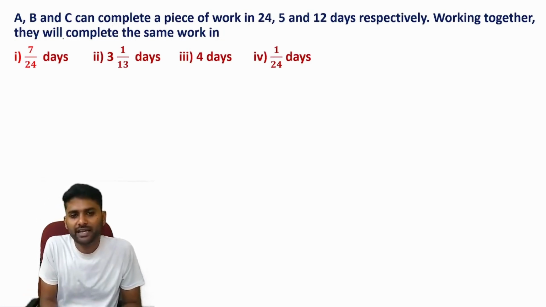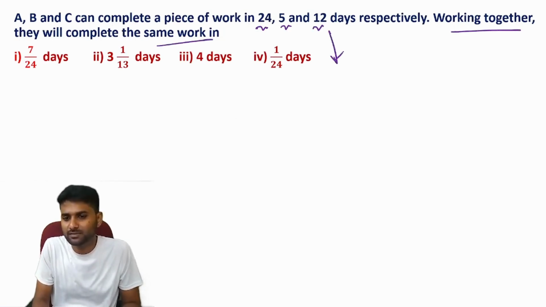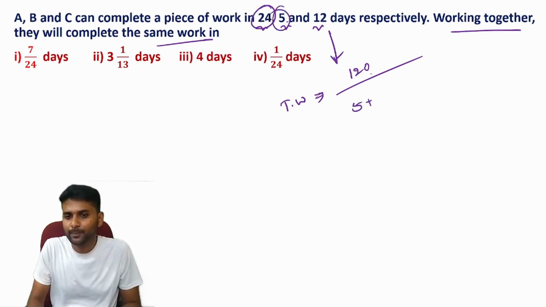Now let's see this question. A, B, C can complete the work in 24, 5, 12 days. Working together, they will complete the same work. Now see, for total work, I clearly mentioned the LCM of 24, 5, 12, so 120 units. Now the efficiency of A is 5 units per day. Why? Because 24 into 5 is 120. Now B's efficiency is 24 units, and C's efficiency is 10 units.